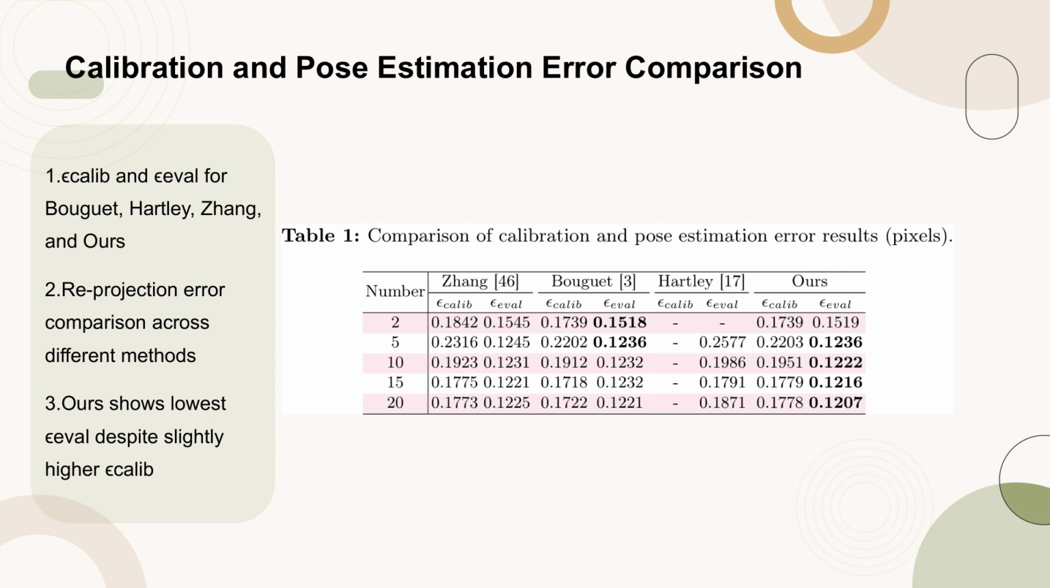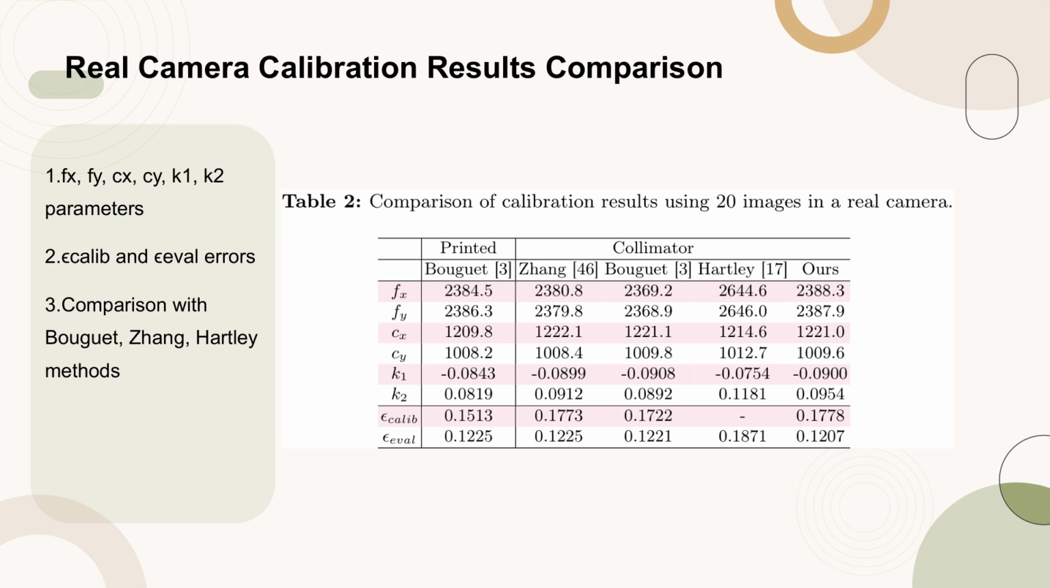camera calibration. Table 2 presents a comparison of calibration results using 20 images captured by a real camera. The table includes parameters such as fx, fy, cx, cy, k1, and k2, which are crucial for camera calibration. Additionally, it provides the calibration error, calib, and evaluation error, eval, for each method. The comparison is made against the Baguette, Zhang, and Hartley methods, highlighting the performance of our proposed method in terms of lower evaluation errors, indicating more precise camera parameters. This table is essential for understanding the effectiveness of our calibration method in real-world scenarios.